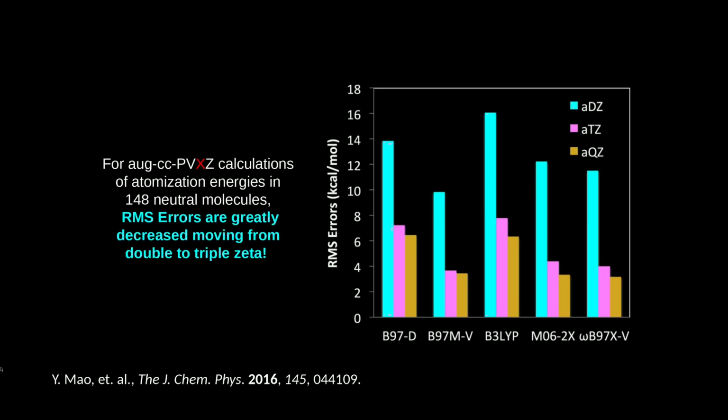In a paper published by Yuesi Mao in the Journal of Chemical Physics in 2016, he performed a benchmarking study for 148 neutral molecules and their atomization energies. In this paper, he showed that by increasing from double zeta to triple zeta calculations, the RMS error is greatly decreased. As you can see in these benchmarks, moving from triple zeta to quadruple zeta did improve the accuracy to some extent, but did not have nearly the same improvement as moving from double zeta to triple zeta. These results were consistent over a range of functionals. So based on these results, I would highly suggest, if you can, moving to a triple zeta basis set to greatly improve the accuracy of your results.